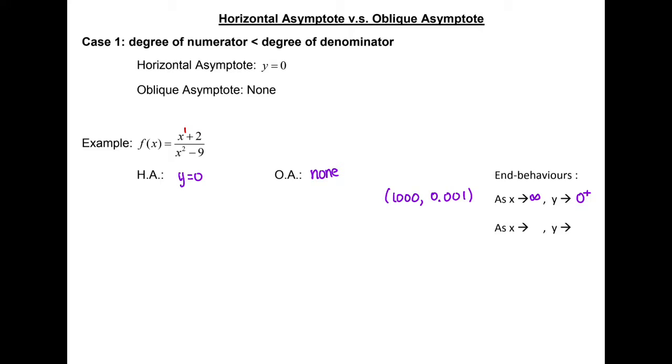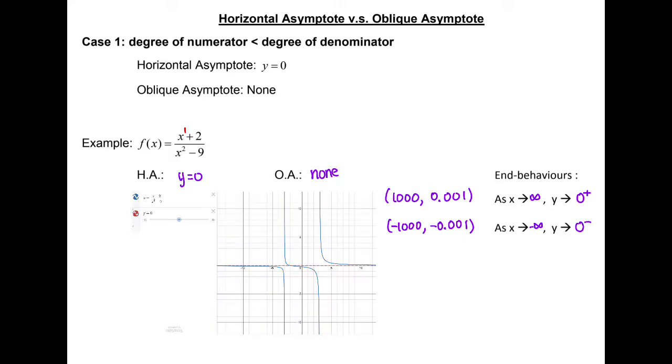Next, we have to check the left end of the function. That means we have to let x approach negative infinity. Here, we're going to use x equals negative 1,000 to substitute into the function to find the y value, and we will get y equals negative 0.001, which means it's almost 0, but below 0. Therefore, we write as x is approaching negative infinity, y is approaching 0 from below. So please note that the positive sign means above and the negative sign means below.